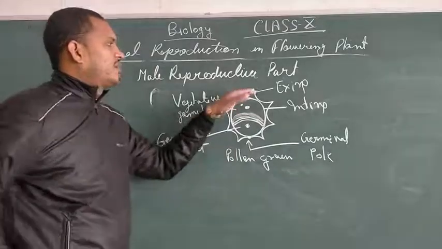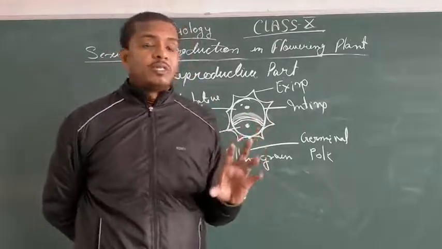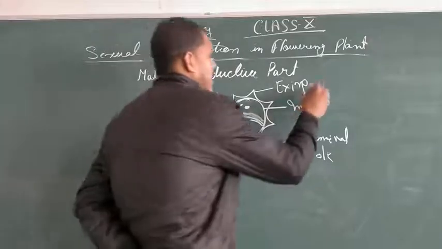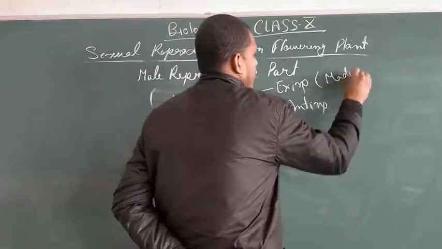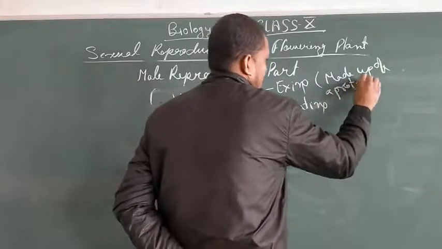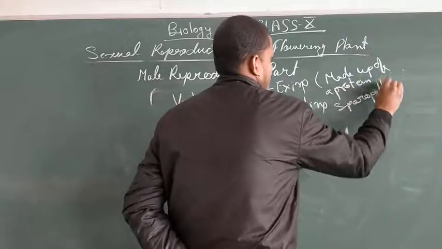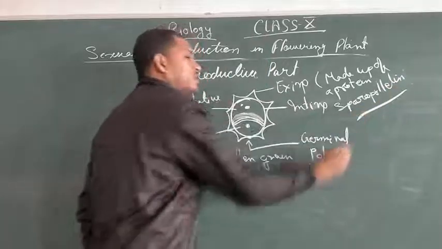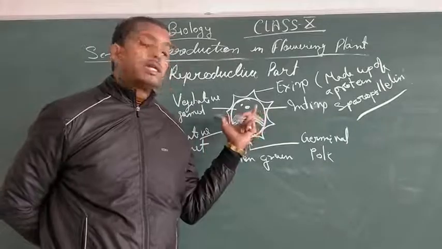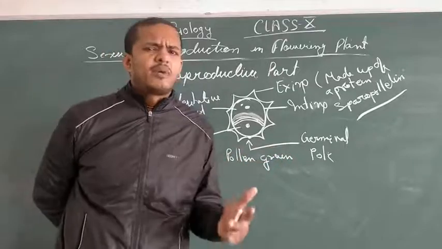The first one is known as exine. The outer covering is known as exine, which is very much resistant. It is made up of a substance known as sporopollenin. This is very much resistant to drought, flood and high temperatures, which keeps the pollen viable for many years, for months, for days. It varies from species to species.